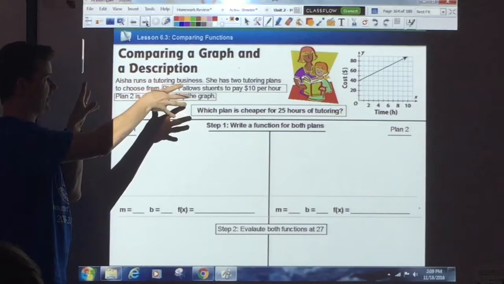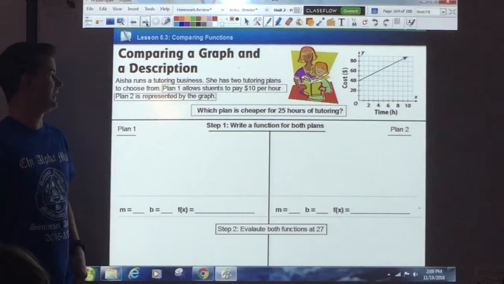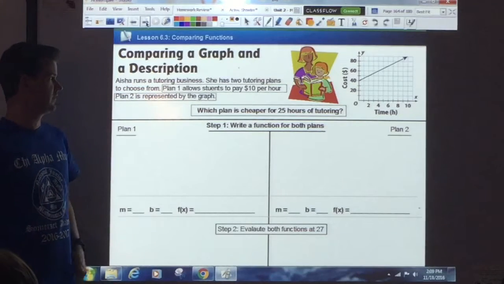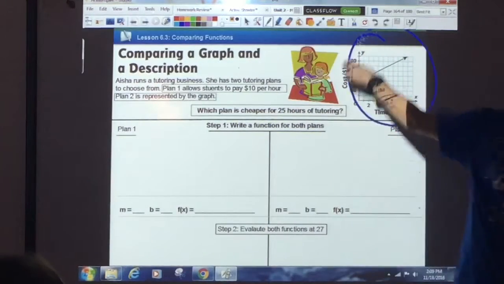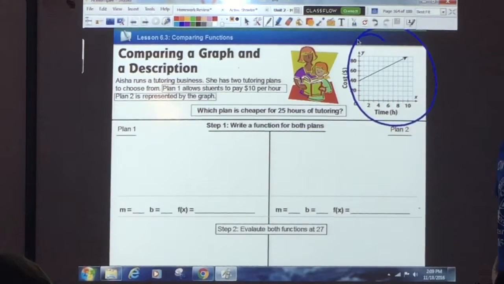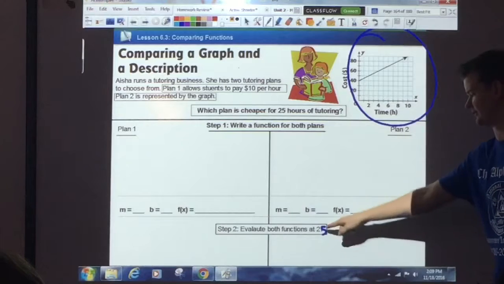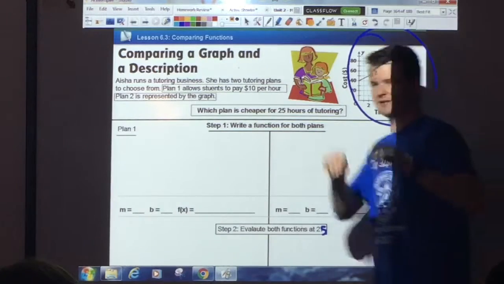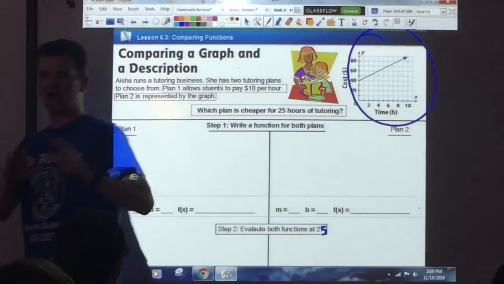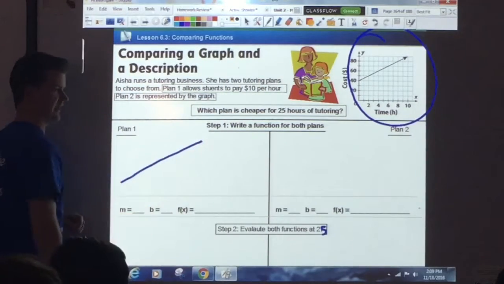We have Aisha right here. She runs a tutoring business. She's got 2 plans. Plan 1 allows students to pay $10 per hour. Plan 2 is represented by this graph right here. And we are being asked which plan is cheaper for 25, that's a typo right there, 25 hours of tutoring. Down there should also say 25. So plan 1 allows students to pay $10 per hour. The good thing about that, nothing I have to calculate.